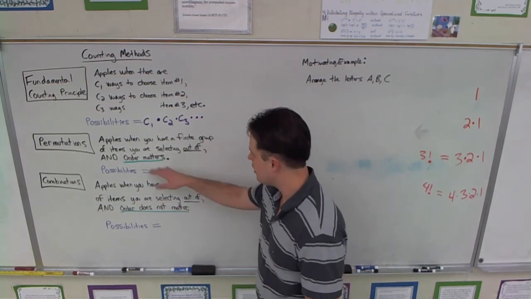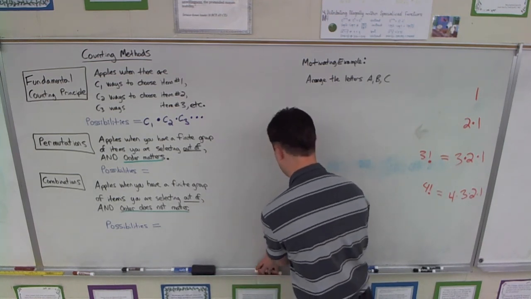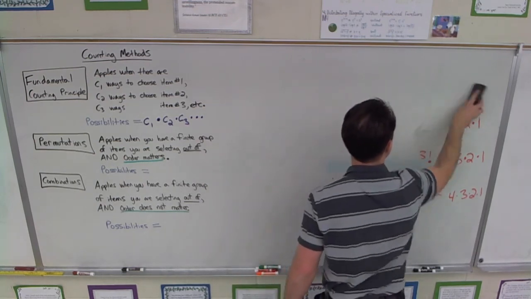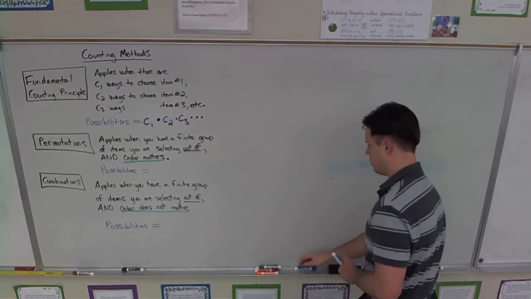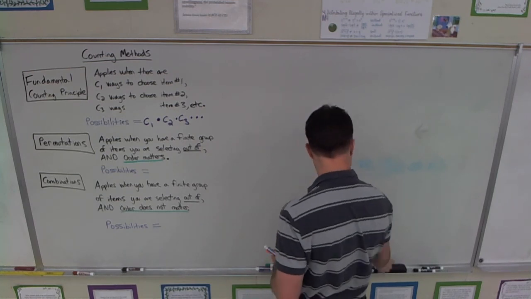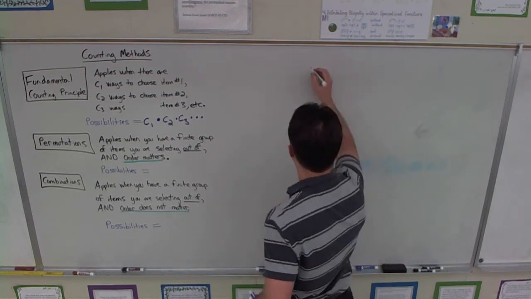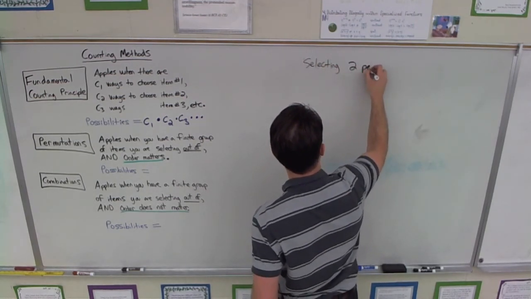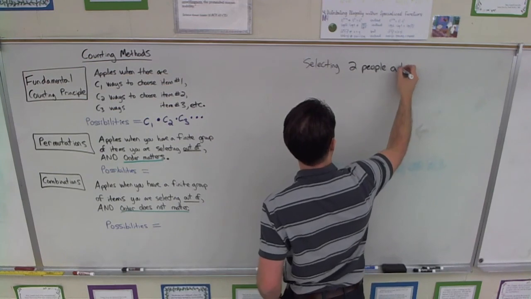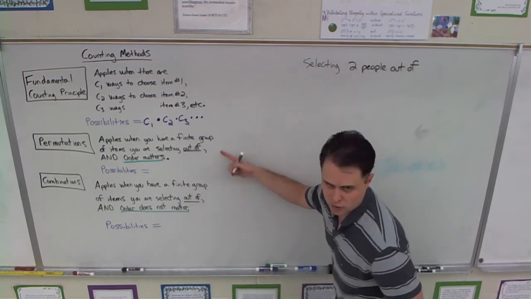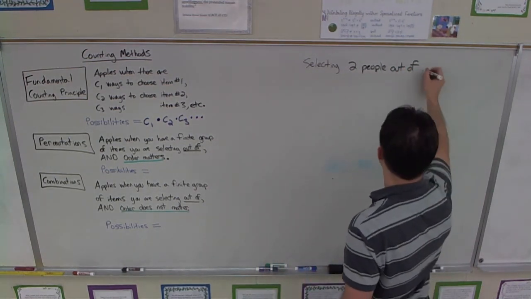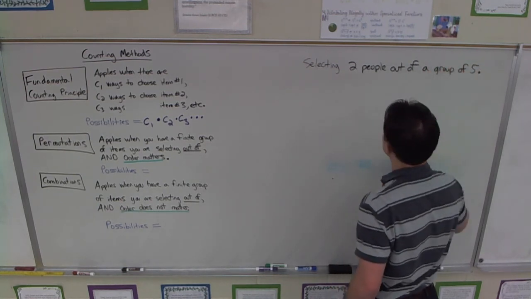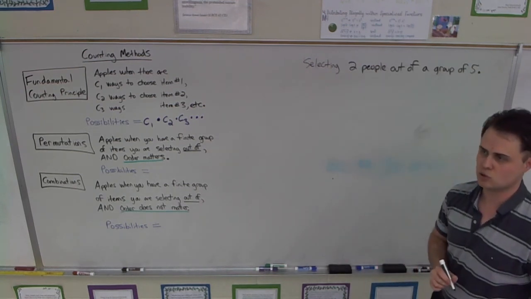Okay, so I'm going to write down how to do the math on this with an example on each one, not with a special thing. So let's think about another common motivating example. Let's think about selecting 2 people out of a group of 5. So we've got 5 people to choose from, and we're picking 2.